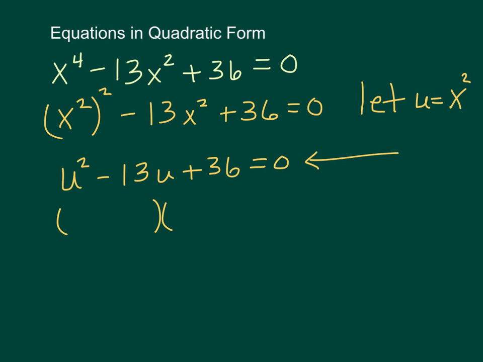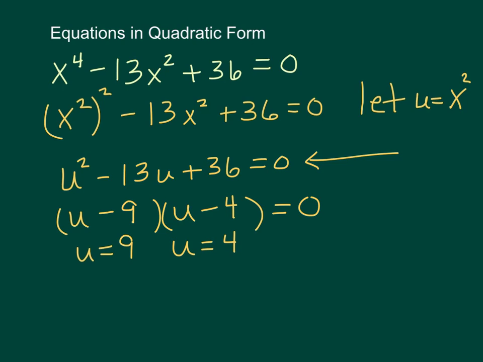Well, this will factor, looking for two numbers that multiply to 36 and add to negative 13. We will get negative 9 and negative 4 for answers u equals 9 and u equals 4. But remember that these are u values.